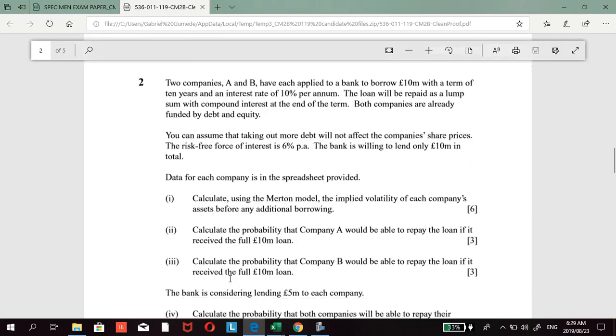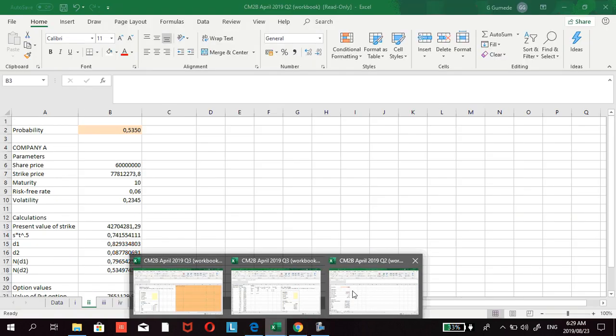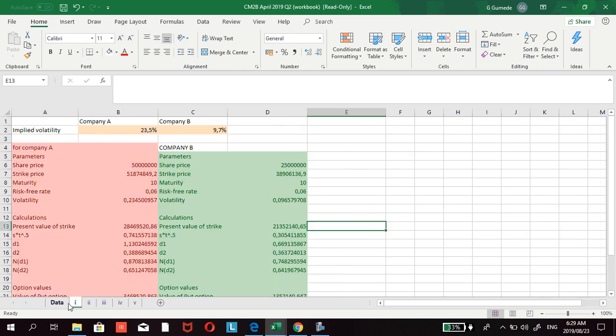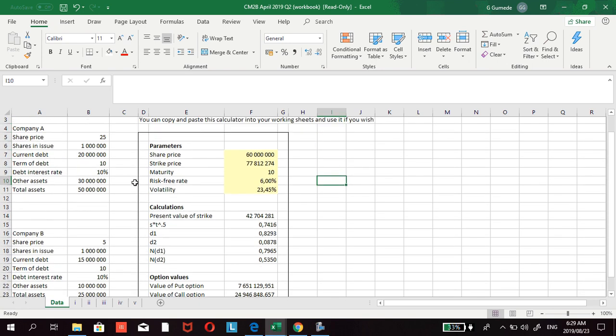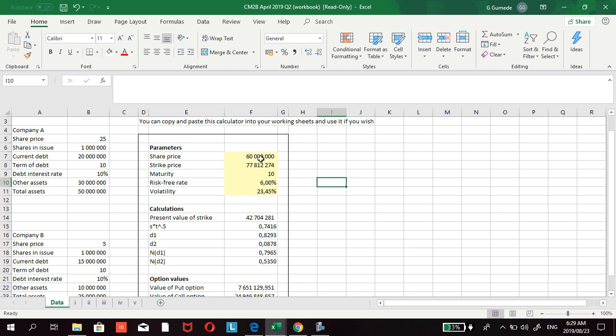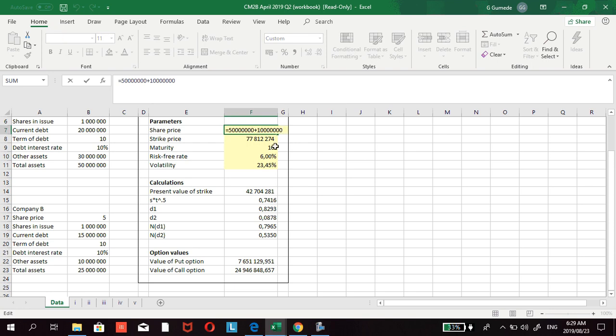Now, if you look at the third part of the question, you will see that now they are saying calculate the probability that company B will be able to repay the loan if it receives the full 10 million pounds. So do you agree with me that it is exactly the same thing? It's just that now I'm doing it for company B. So I won't explain a thing here, I'll just throw in values. So my share price will be 25 million. So I'm going to remove this and put 25 million. And I'm going to add the 10 million. So it's the same thing I was doing for company A.